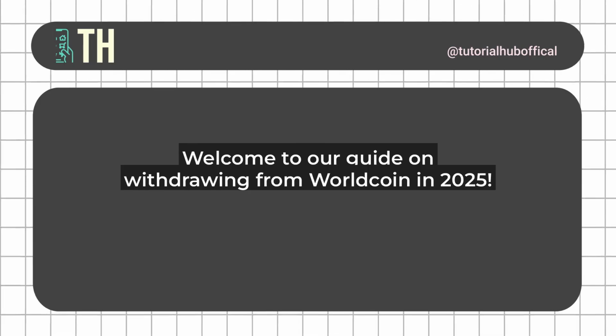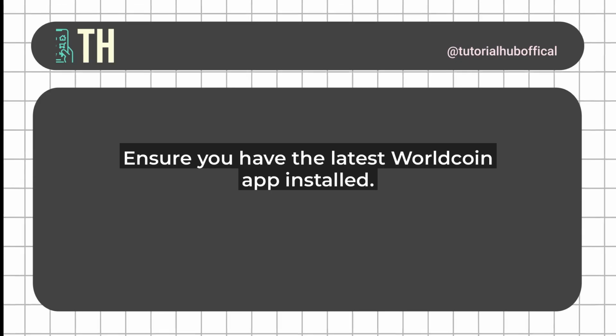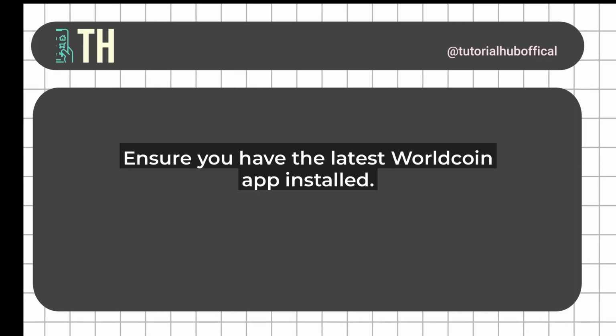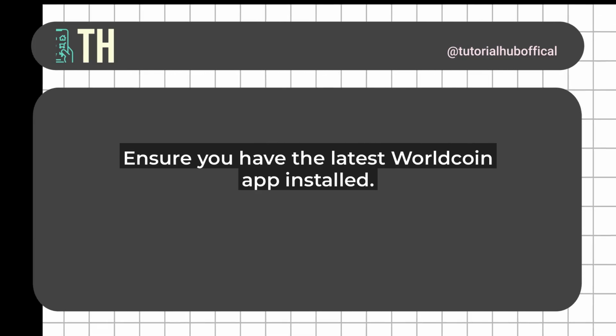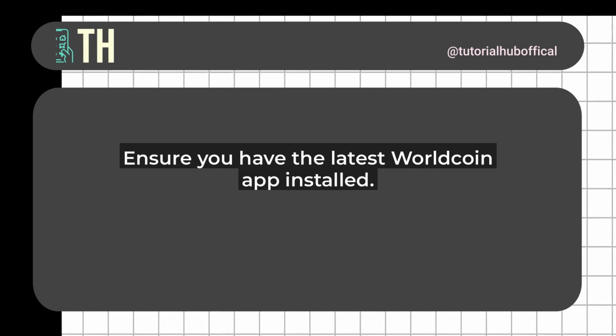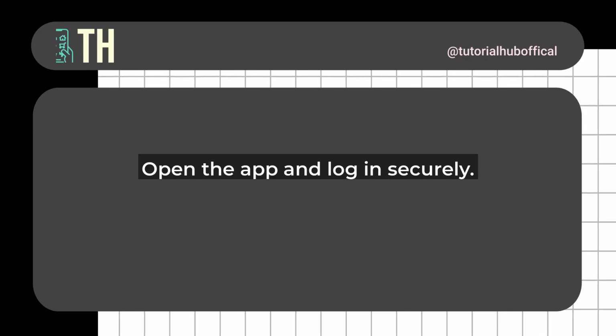Let's get started. First things first, make sure you have the latest version of the Worldcoin app installed on your smartphone or device. This ensures you have all the updated features for smooth transactions. Once that's done, open the app and log in using your secure credentials, like your email and password or biometric verification. Now, head over to the main dashboard.